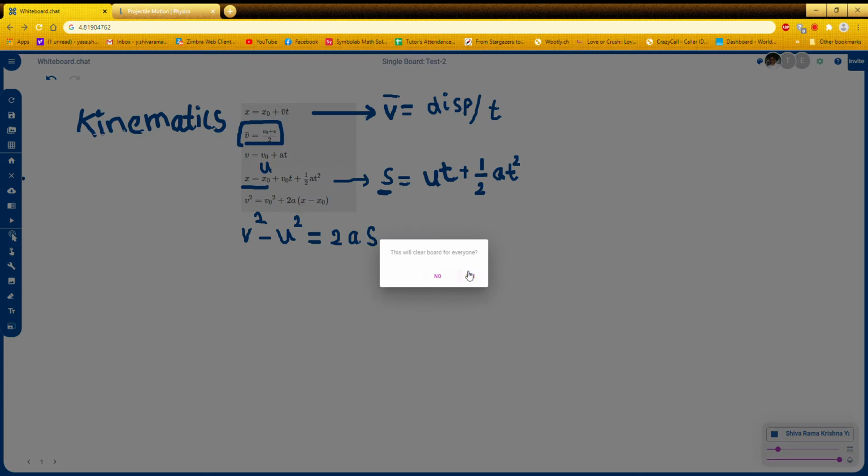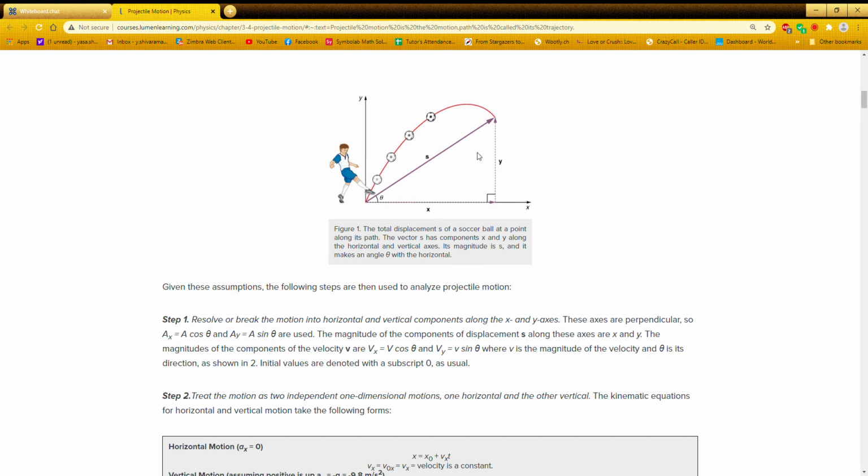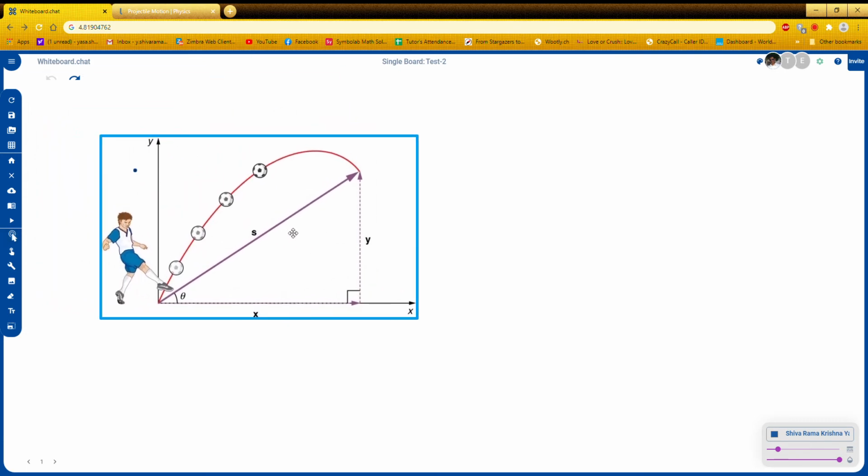Let me clear the board. Alright, now what is a projectile motion? Projectile motion. Let me take a big copy image, and I'm going to move this to the center.